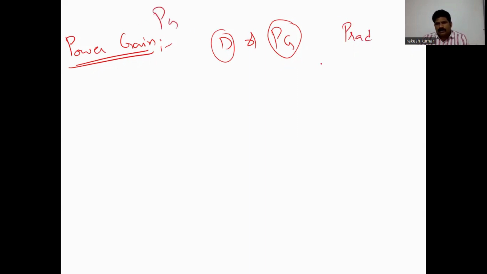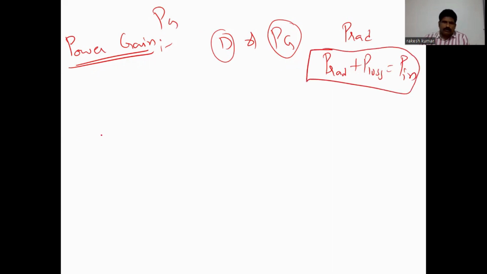Power gain, we consider both P radiated plus P loss. P radiated plus P loss is nothing but input power. Okay, now let us see the formula of the power gain.